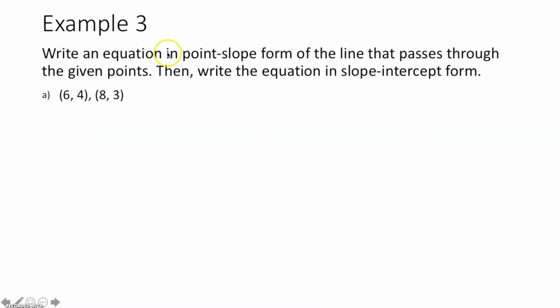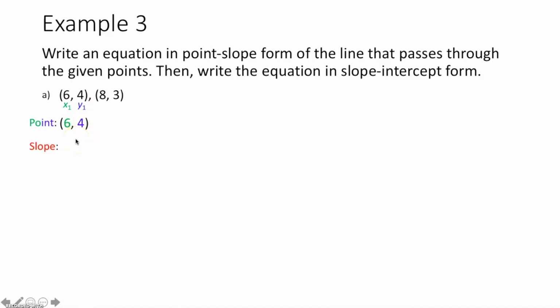Example 3, write an equation in point-slope form of the line that passes through the given points. Then write the equation in slope-intercept form. So we have 2 points. In order to write an equation in point-slope form, I need a point and I need a slope. So what's my point? Let's pick the first one. x sub 1, y sub 1. There we go. So that's going to be our point.